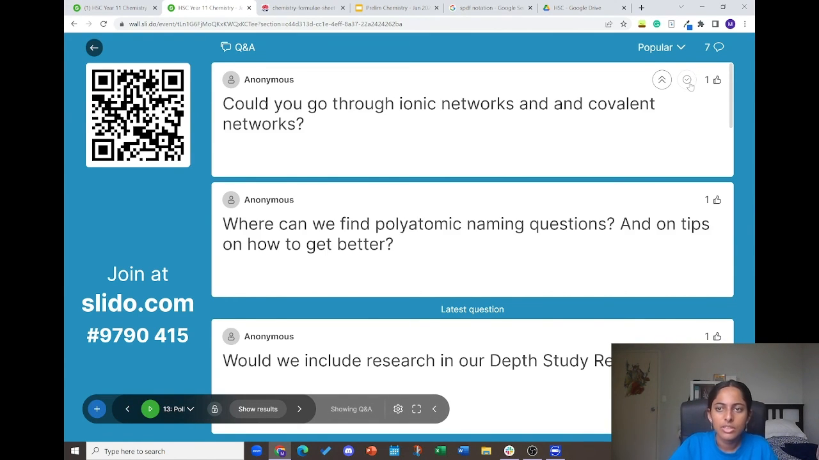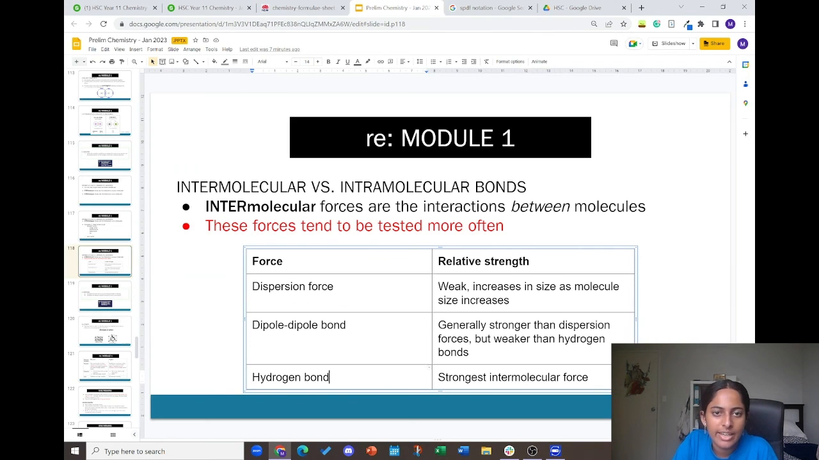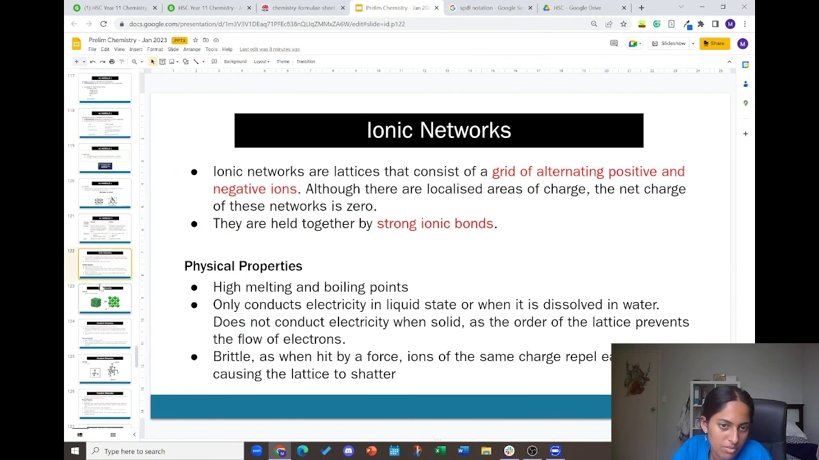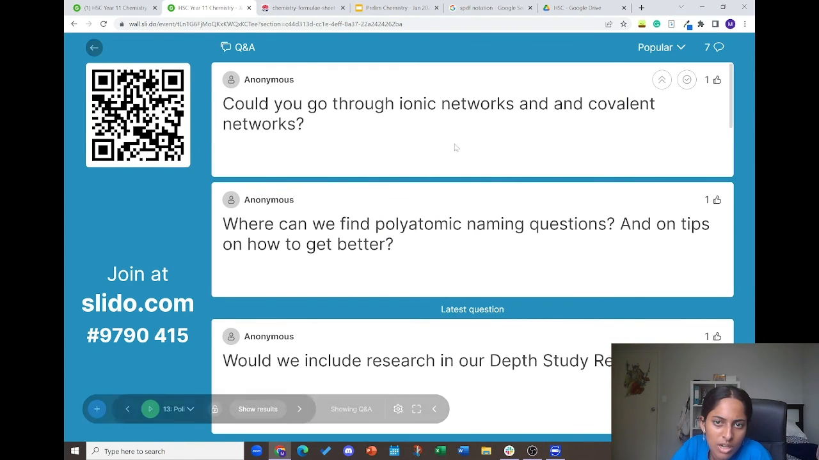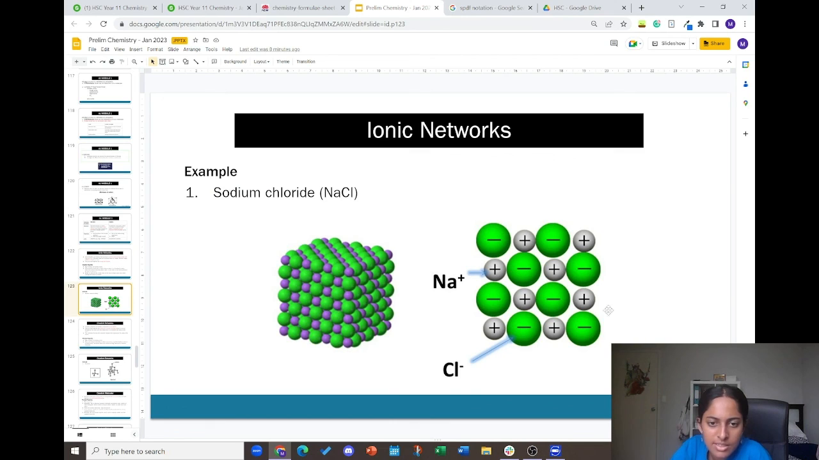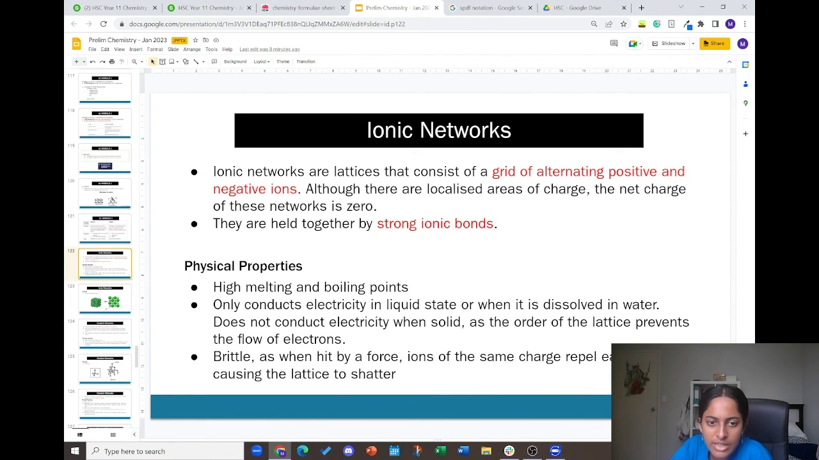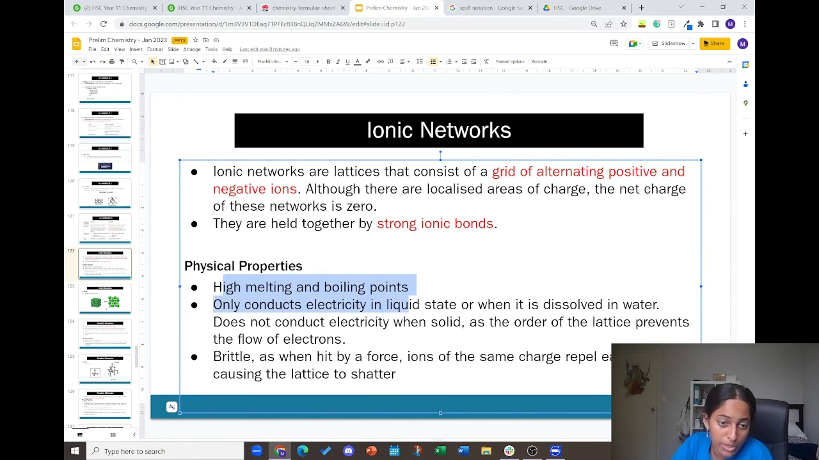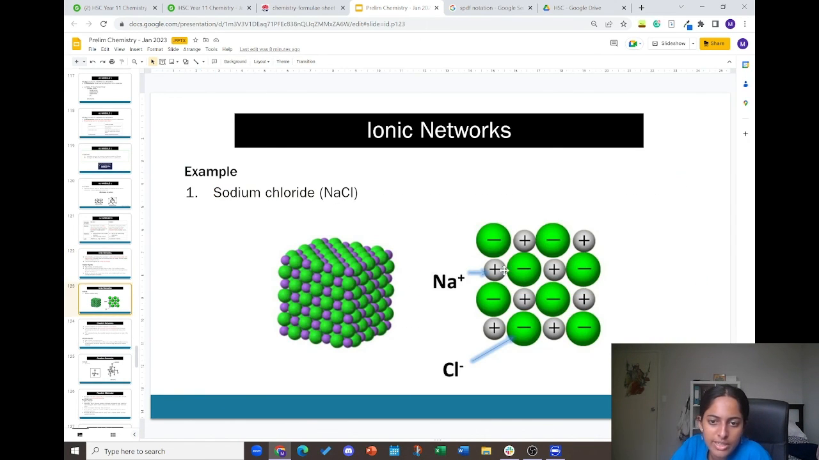Could I go through ionic and covalent? Yes, I can. Ionic network and covalent network. Okay. So ionic network is pretty much like a lattice. It has positive and negative ions, and it has strong electrostatic attractions, and as a result, it has really high melting and boiling points. And because the electrons are given to one another, you don't have any free electrons floating around, so you can't conduct electricity.